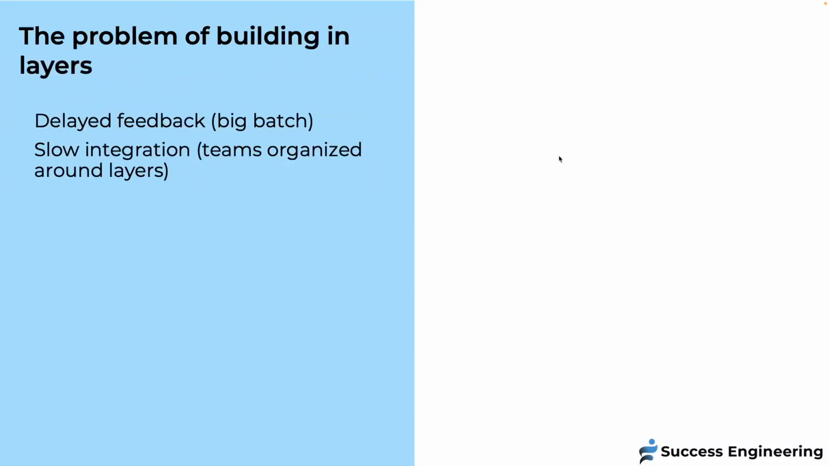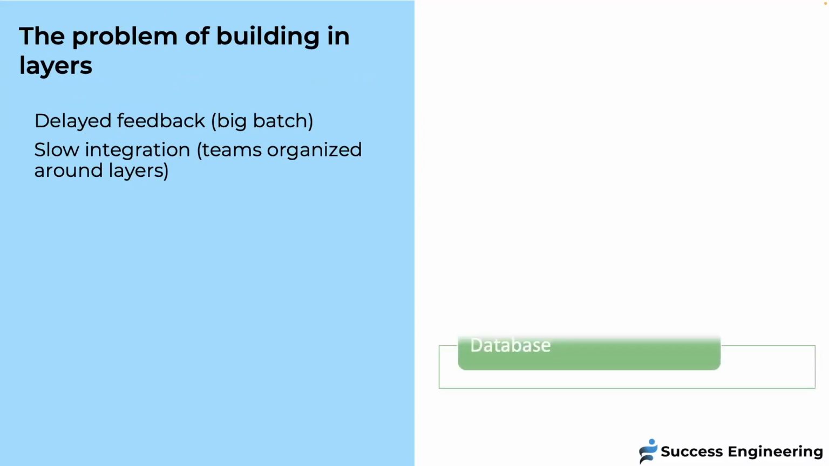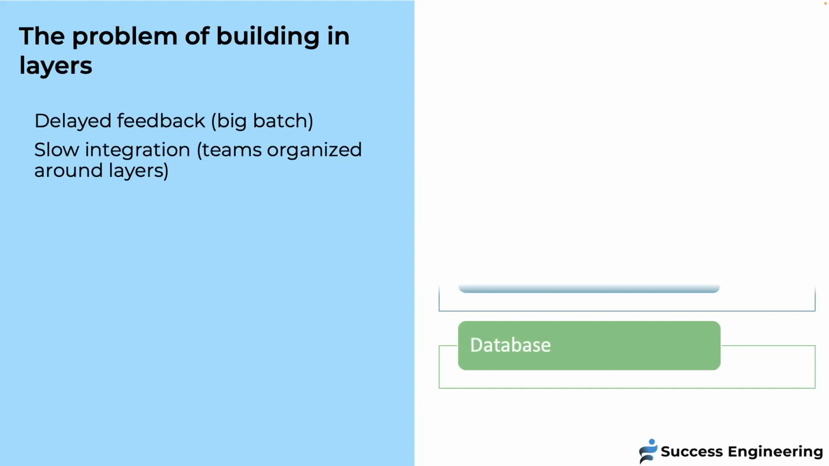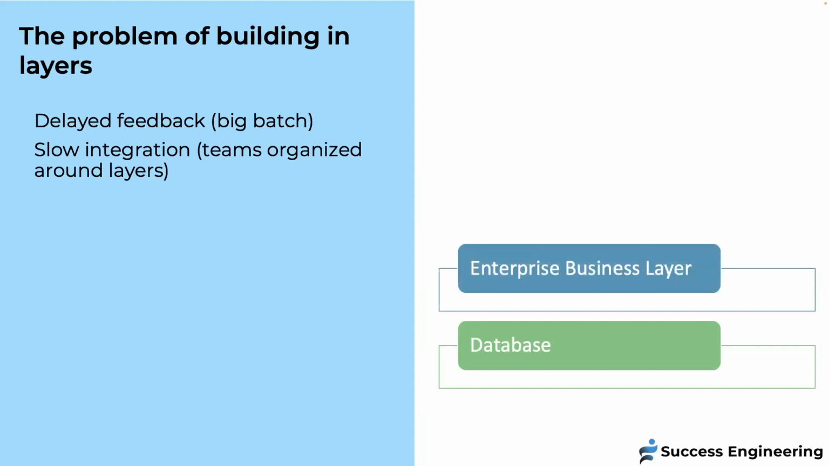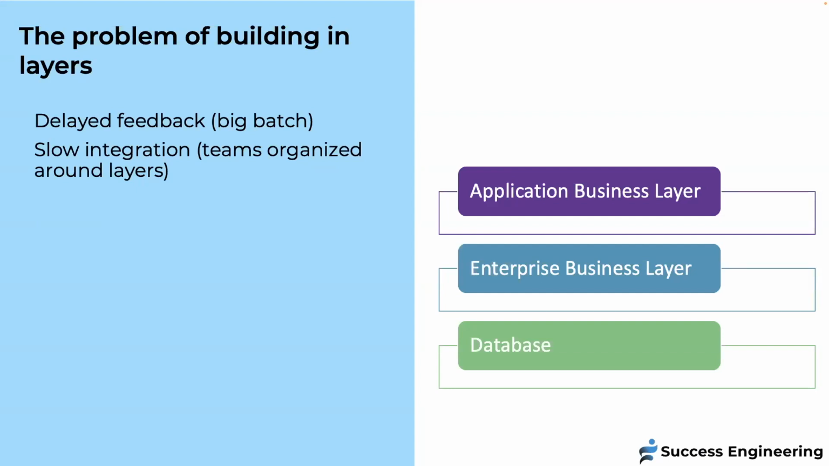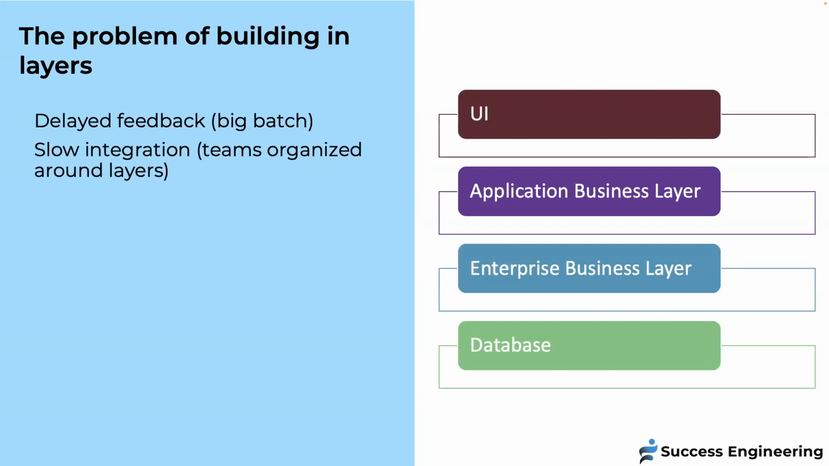So delayed feedback, like a big batch, slows integration. Teams organized around layers have this happen. So let's take a look at this. This is kind of old school, and I'm not sure how much people still do this, but they do it to some extent. And I guess Scrummerfall kind of does this when people do Scrumming incorrectly. But you might build a database layer and then put the enterprise business layer on top of that, then maybe an application business layer on top of that, and then the UI.